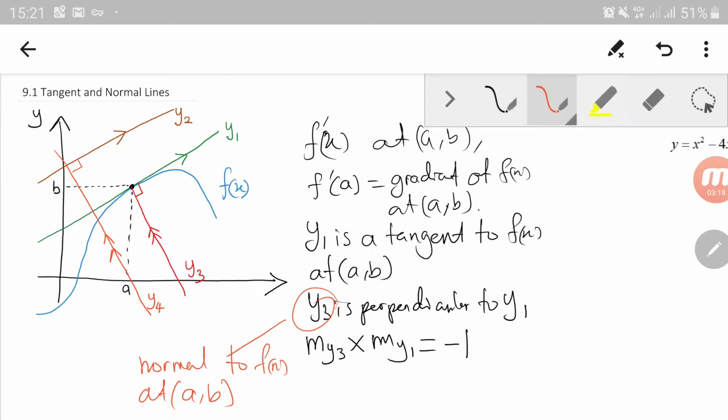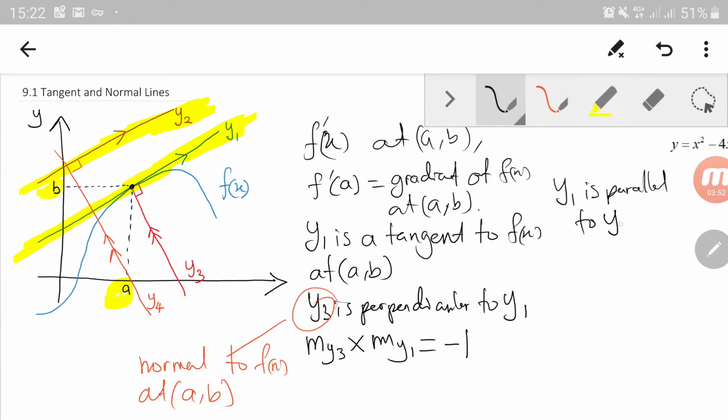So how about y2 and y4? Y2, the brown line I highlighted right now, shares the same gradient as y1. The difference is only that y1 goes through (a, b), while y2 does not. As you can see, the line is parallel. Y1 is parallel to y2, but y1 goes through (a, b) and y2 does not.